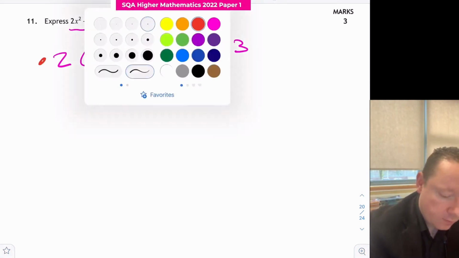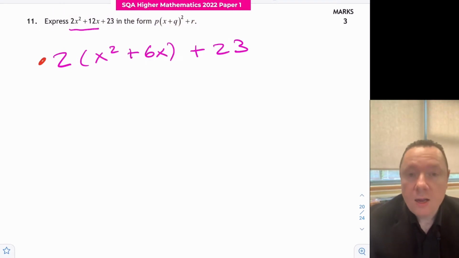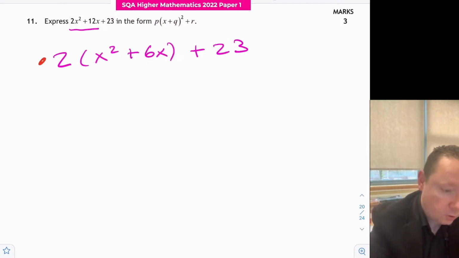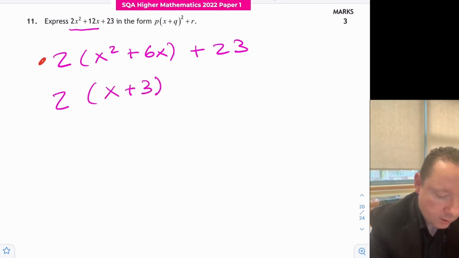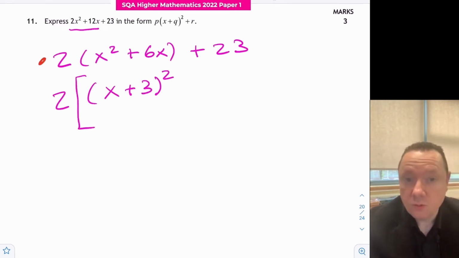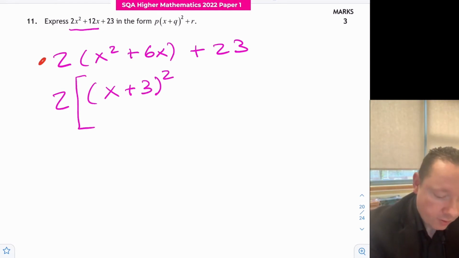Okay, your second mark, completing the square on this, we have to know that we'll then do 2 bracket half the middle term, so x plus 3 squared. And then that's all in big brackets of course, we need to immediately take away 3 squared.